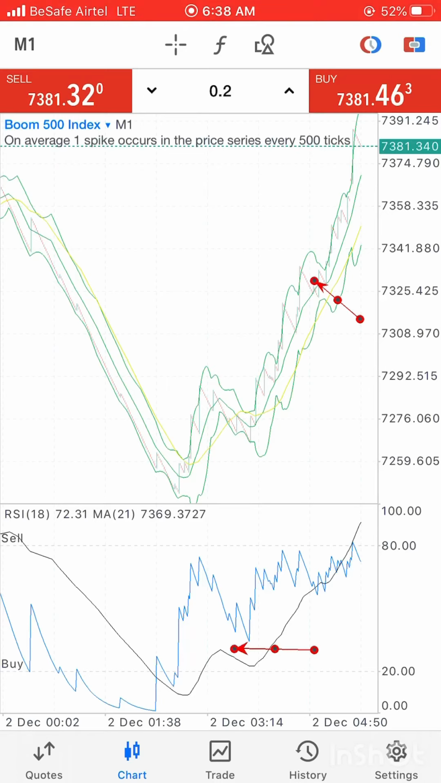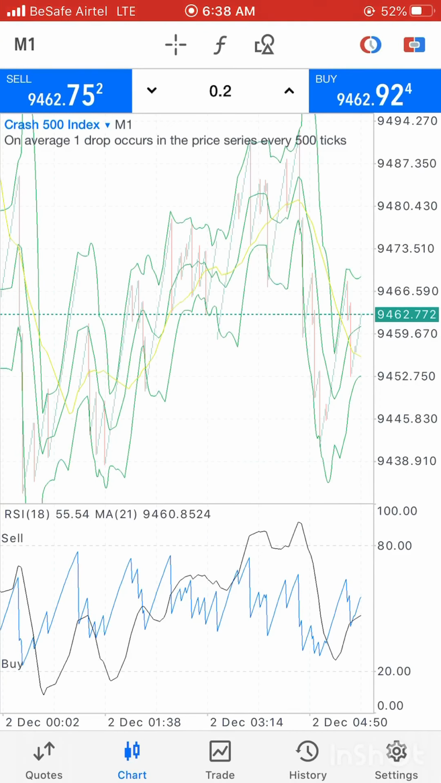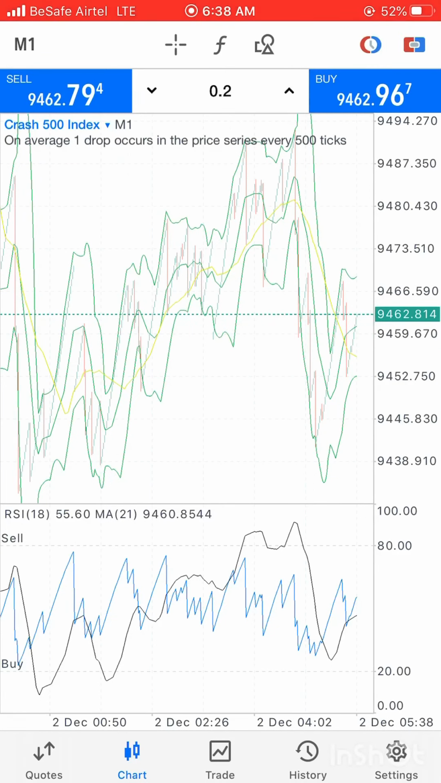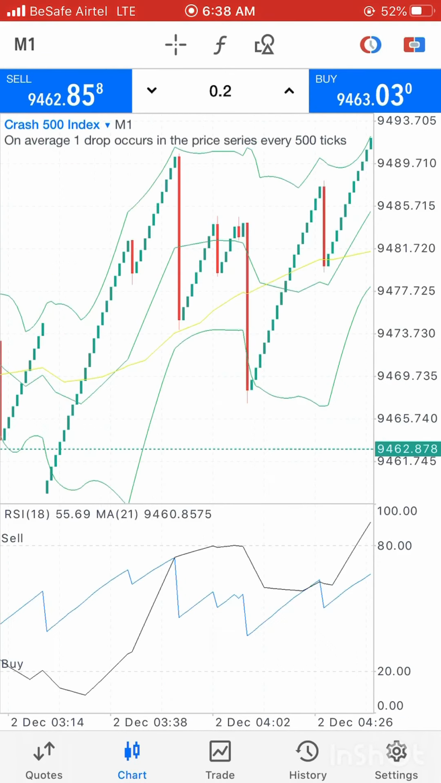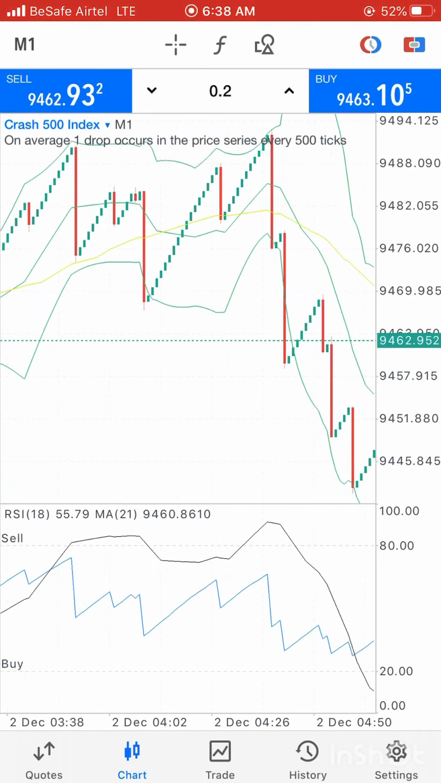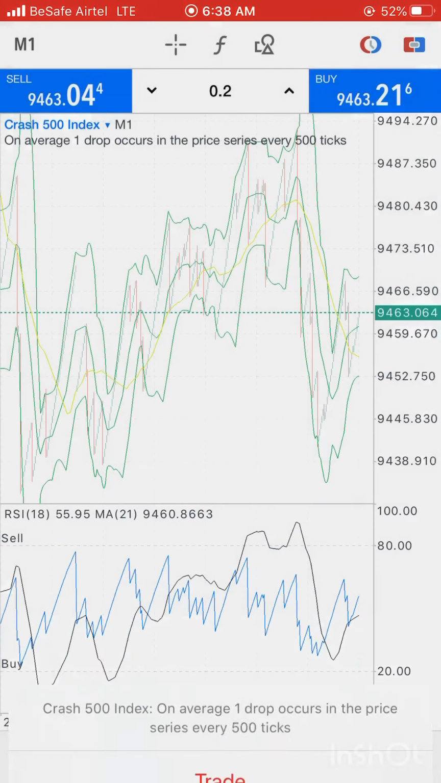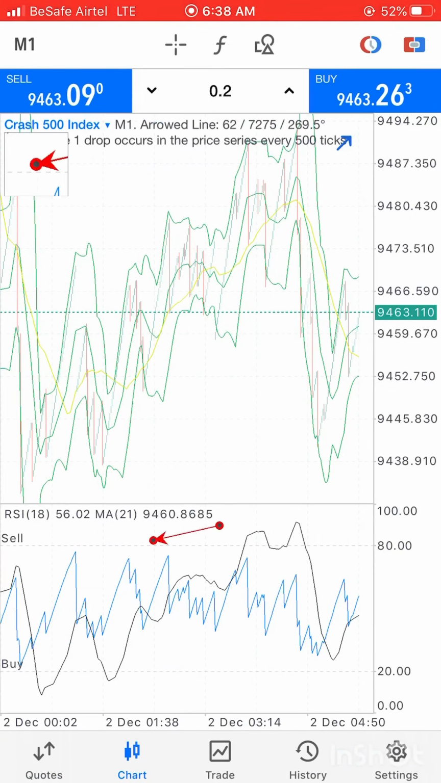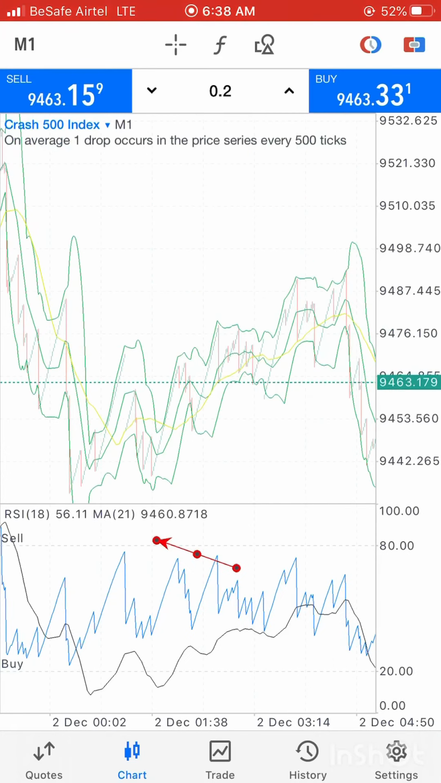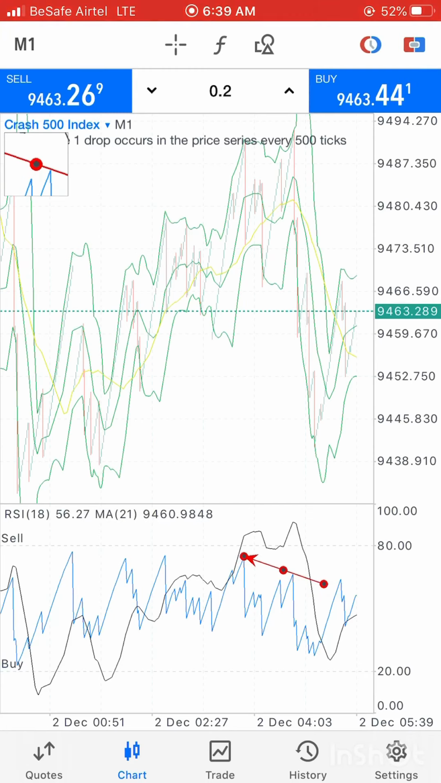Now it's the opposite on Crash. What do I mean? Now let me switch this chart to Crash 500. As you can see here, like I said, it is the opposite of what I just showed you on the Boom market. Now, let me bring up an object to illustrate for you clearly. All right, as you can see here, the Crash market is the opposite of what I just showed you on Boom.